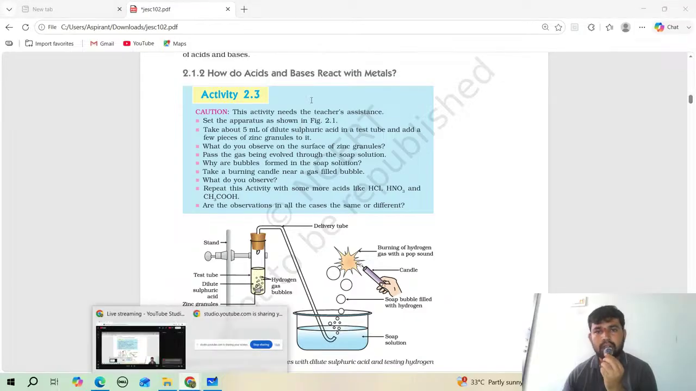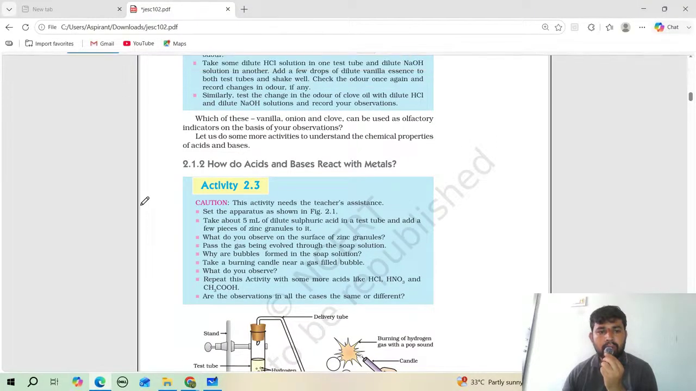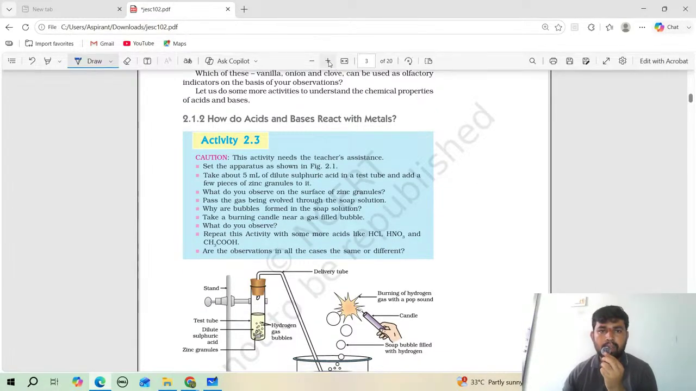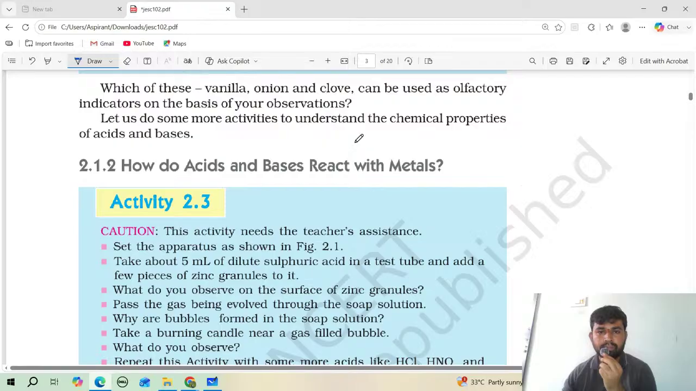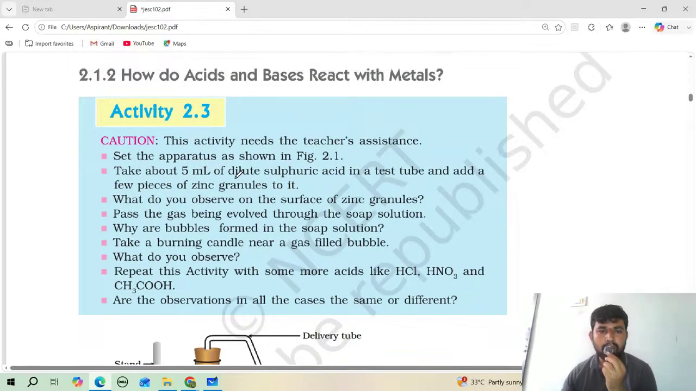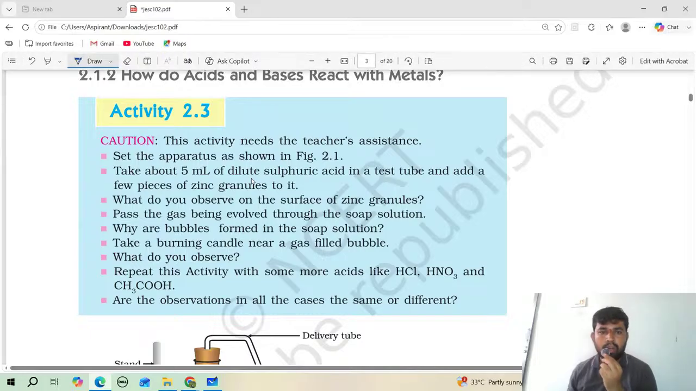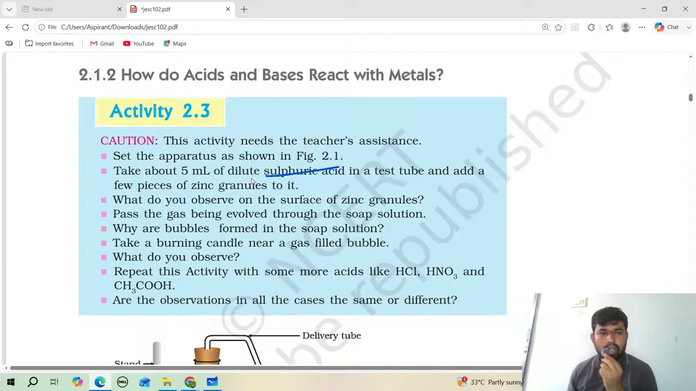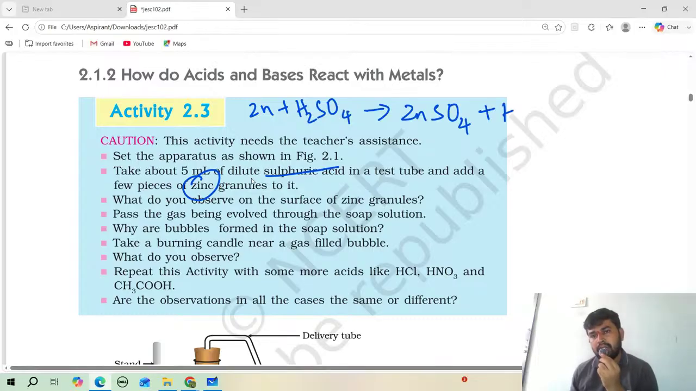See, try to understand here. There is a concept called how acids and bases react. Let me read the activity here. See what they have given. They say take about 5 ml of dilute sulfuric acid and add zinc. We have the equation: Zn reacts with sulfuric acid and forms ZnSO4 and hydrogen gas.